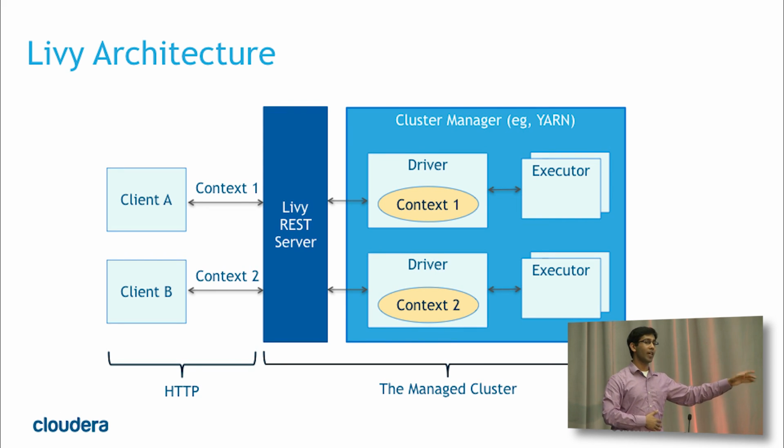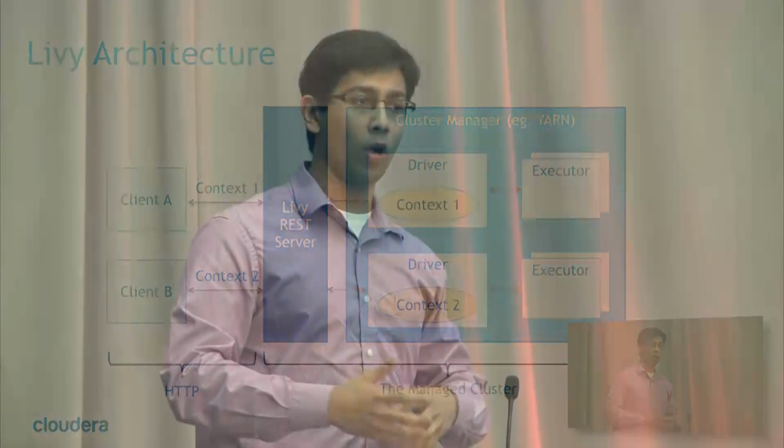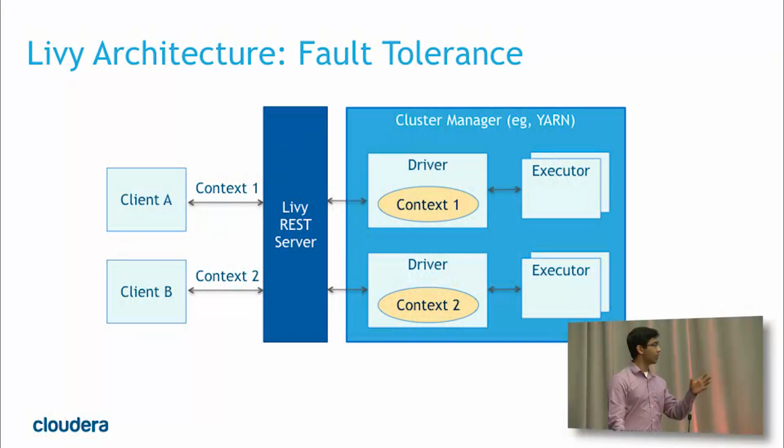So on the subsequent slides, I'll talk about why this architecture is compelling and important. I'll first cover the architecture and then talk about the API and how the API opens up new ways of leveraging Spark. So let's look at why this architecture is important. It provides good fault tolerance, and I'll demonstrate that with an example. Each Spark context here is completely independent.